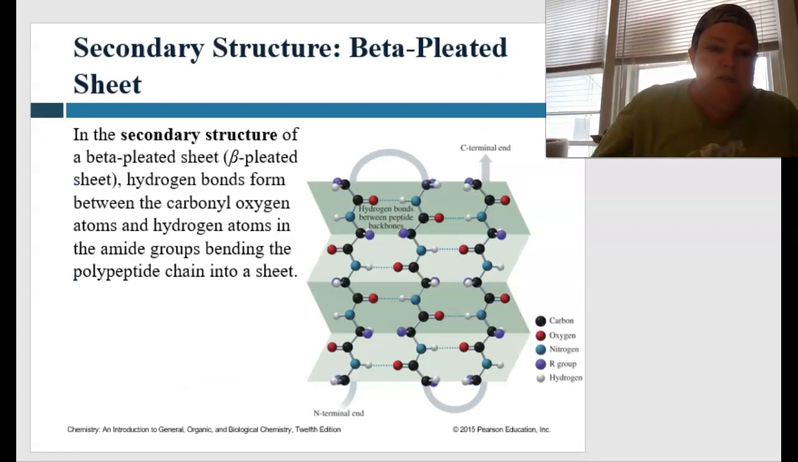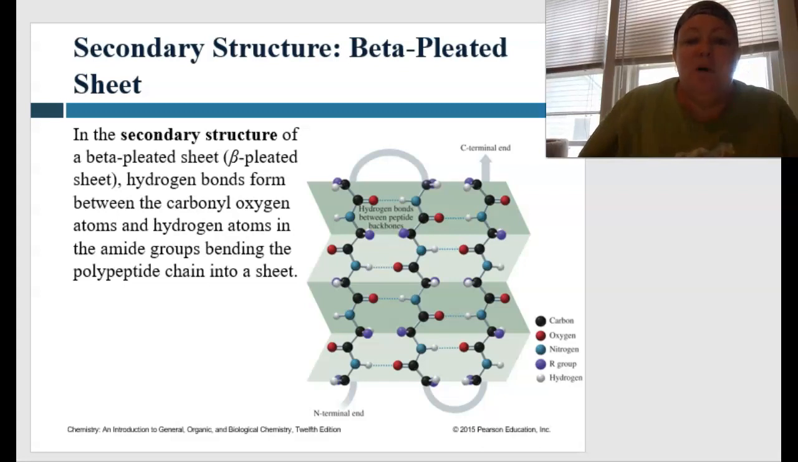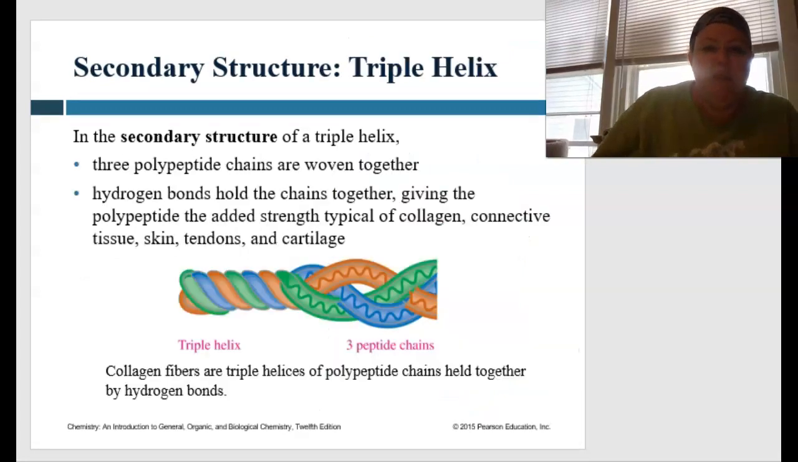So also for your secondary structure, you have beta pleated sheets. Again, hydrogen bonds are going to form between the carbonyl oxygen atoms and the hydrogen atoms in the amide groups, bending the polypeptide chain into a sheet. Okay, so keywords for your secondary structure are going to be those alpha helices and your beta pleated sheets.